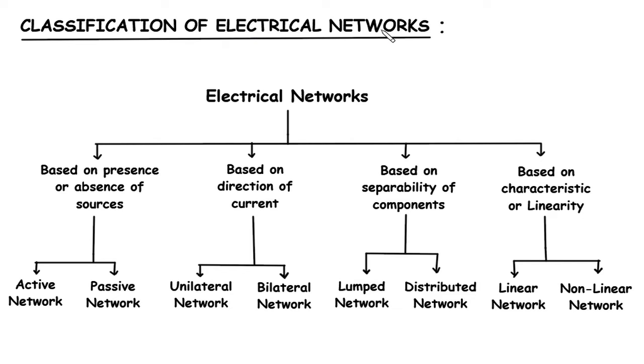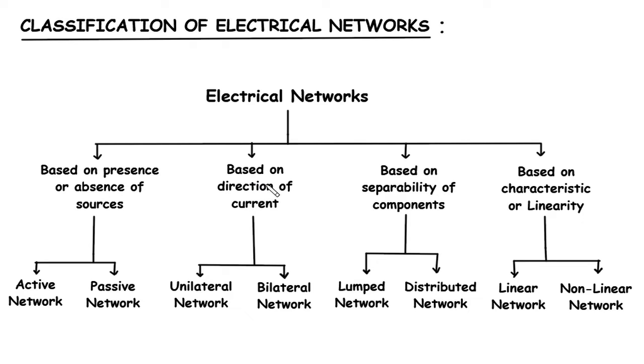Classification of electrical networks. Electrical networks are classified based on presence or absence of sources, that is, active network and passive network. If the network contains an energy source, then that will be active network, and if the network does not contain any energy source, then that will be passive network.